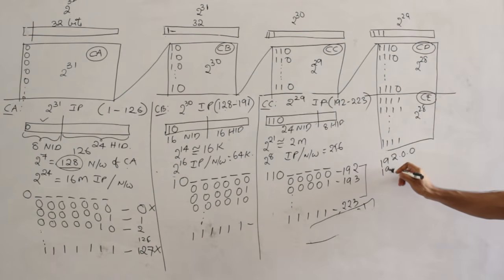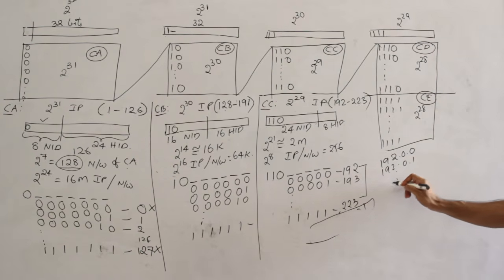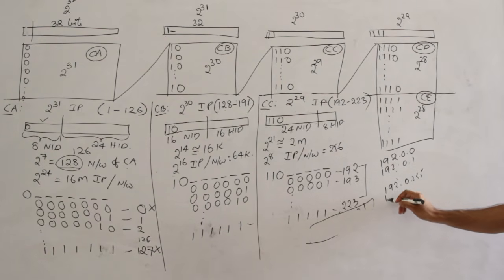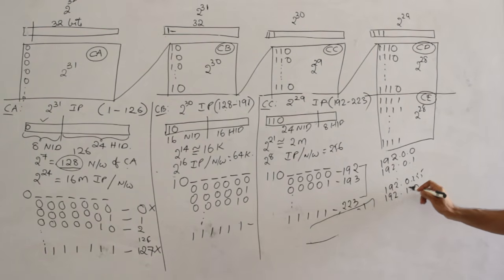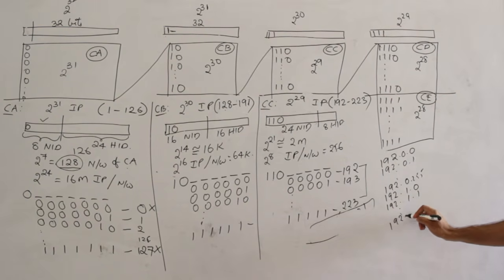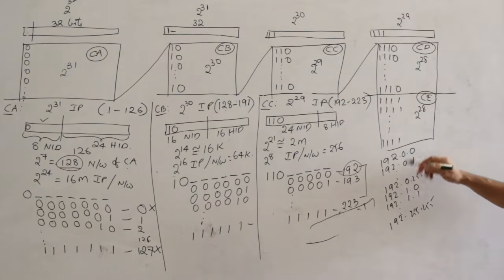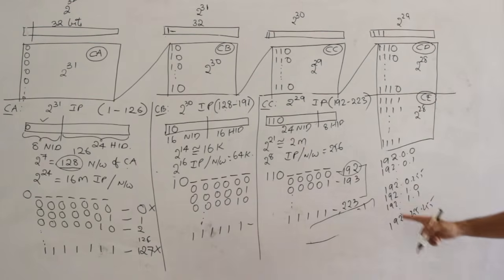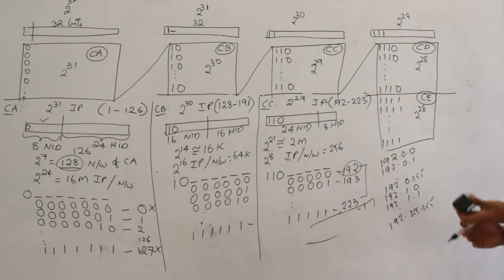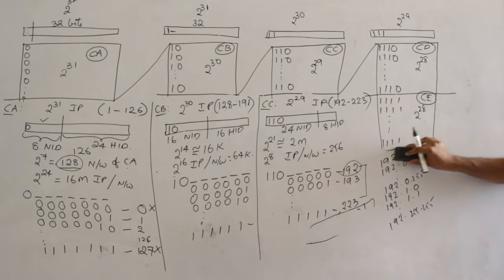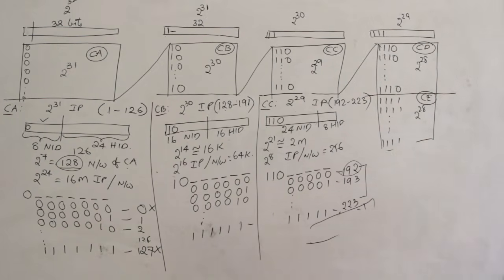192.0.0, 192.0.1, and so on, 192.0.255, and again 192.1.0, 192.1.1, and so on, up to 192.255.255, which means one number actually represents 2 power 8 into 2 power 8, which is nothing but 2 power 16 numbers. So 32 into 2 power 16, which is nothing but 2 power 21. All the networks are possible. Okay, so this is about class C.